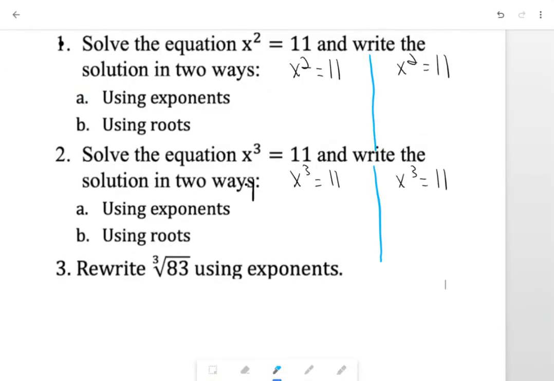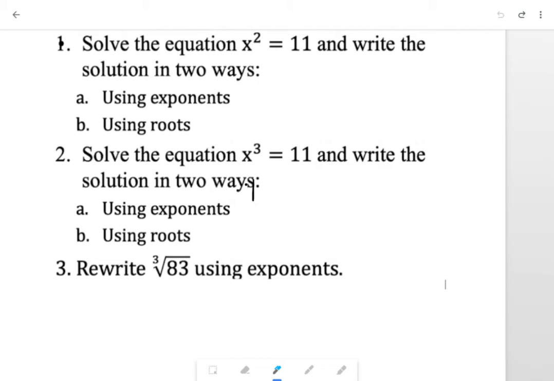So let's take a look at the examples here. And these are the similar examples that you'll see on your cool down tonight. So number 1, solve the equation x squared equals 11 and write the solution in two different ways, using exponents and using roots.